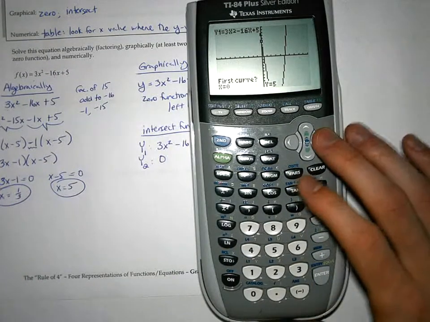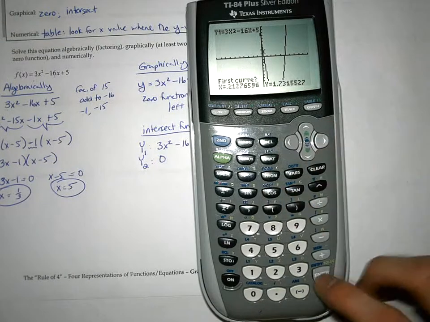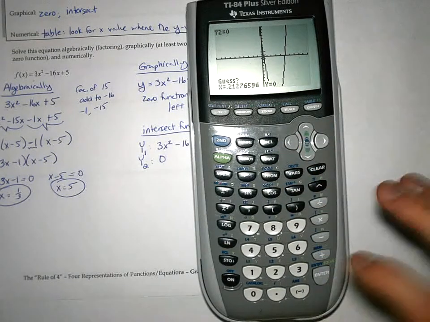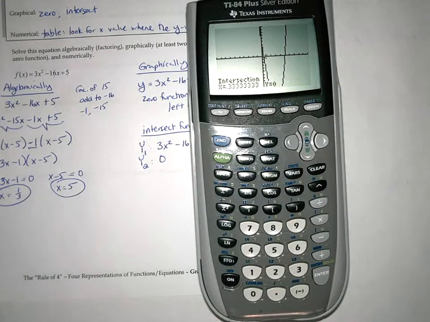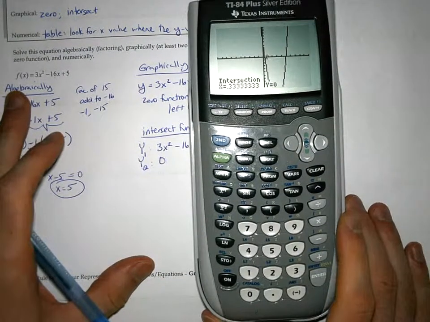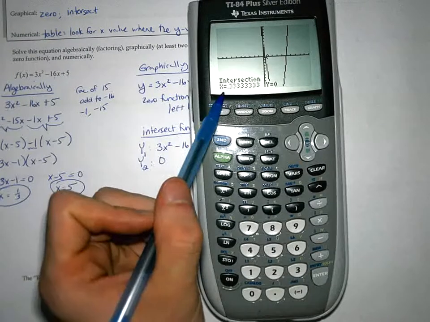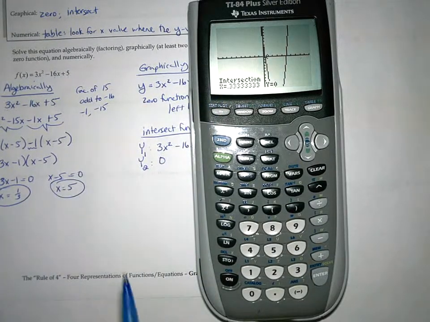And when I intersect, I just go as close as possible to where the two graphs are going to intersect, and I hit enter 3 times. Get as close as I possibly can. And you can see the intersection right there is 1/3.